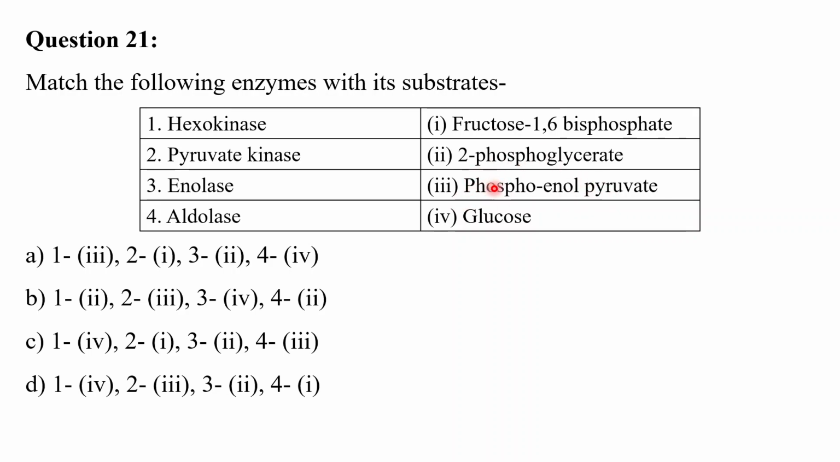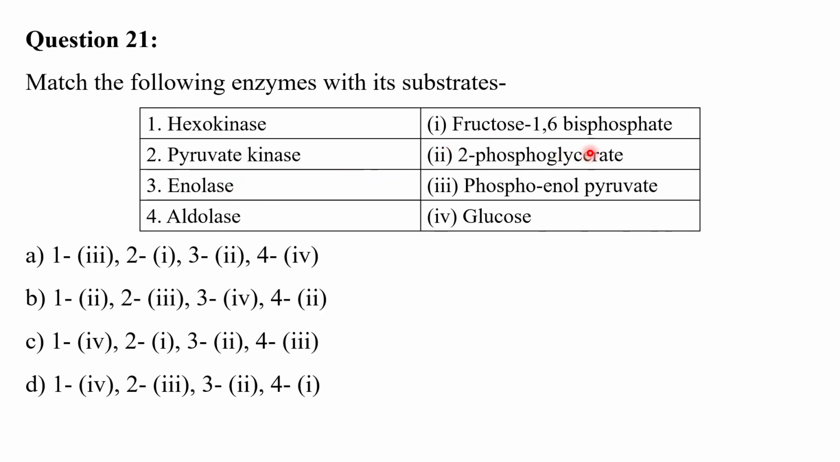And when the phosphate group is removed from phosphoenol pyruvate, what product do we get? Pyruvate. Yes, phosphate is removed, so we get pyruvate as the end product. That is the last product of the glycolysis pathway. The third enzyme is enolase. What is the substrate for enolase? No, the substrate for hexokinase was glucose.